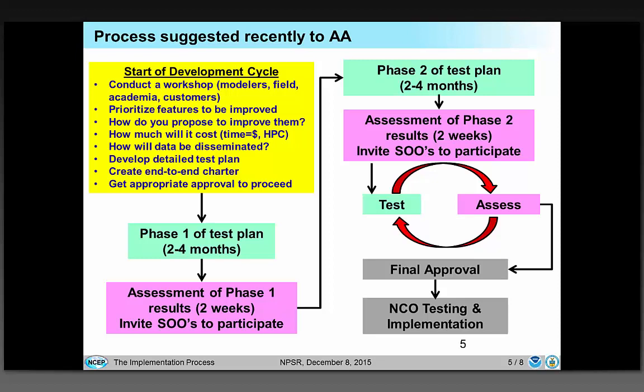A big issue, when the GFS 13 kilometer came out, I had 4 petabytes of retrospective data sitting on tape and no way to give it to anybody for evaluation. That was my biggest frustration last year.